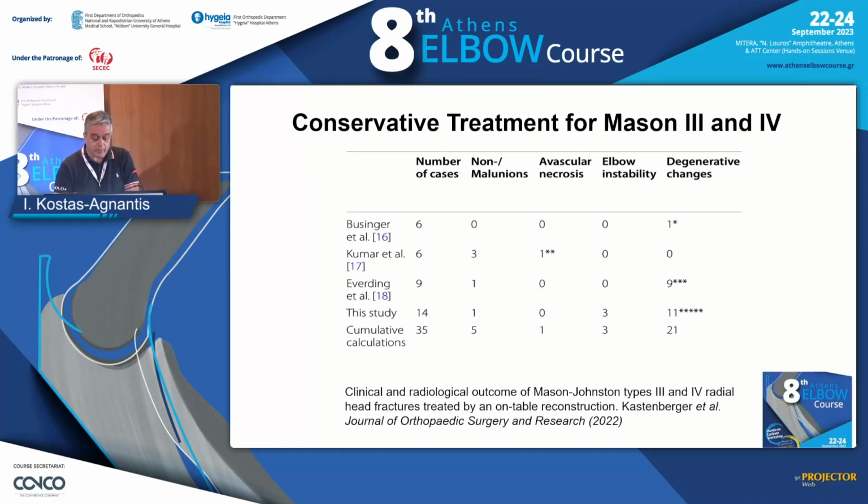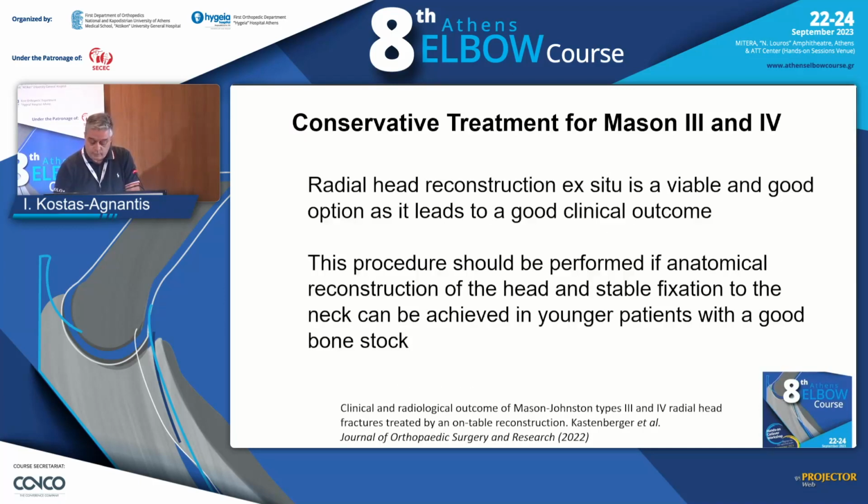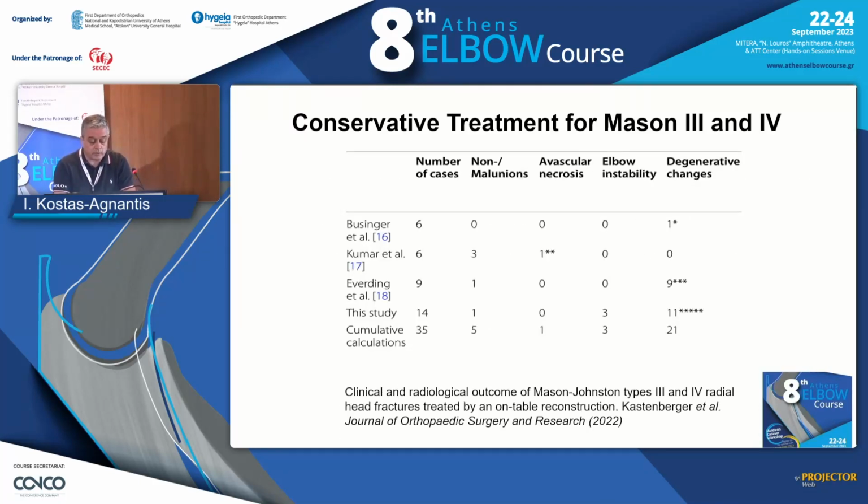Here there are papers written for on-table reconstruction. Totally there are 35 patients, 5 malunions, just 1 avascular necrosis, so it's not so bad. 1 of 35 patients with avascular necrosis for on-table reconstruction. 3 patients with elbow instability. Most of the patients, 21 patients, were found to have post-traumatic arthritis.